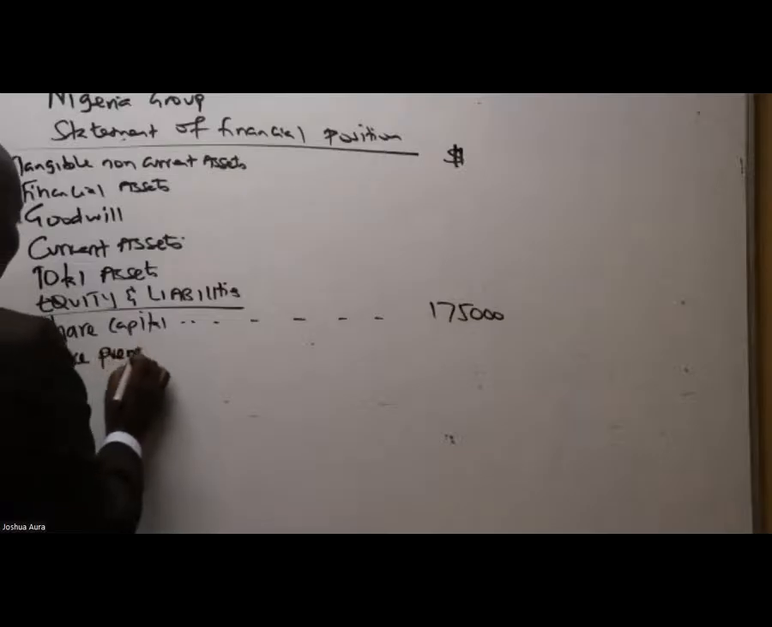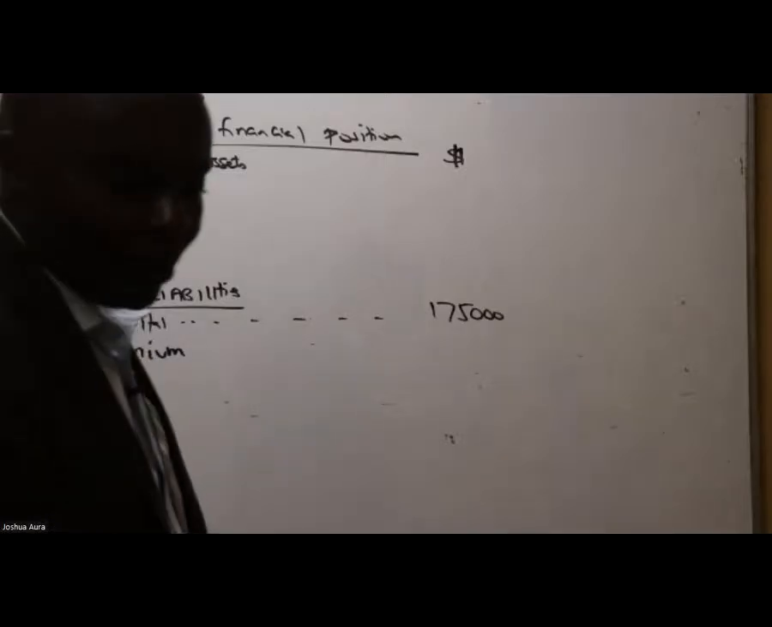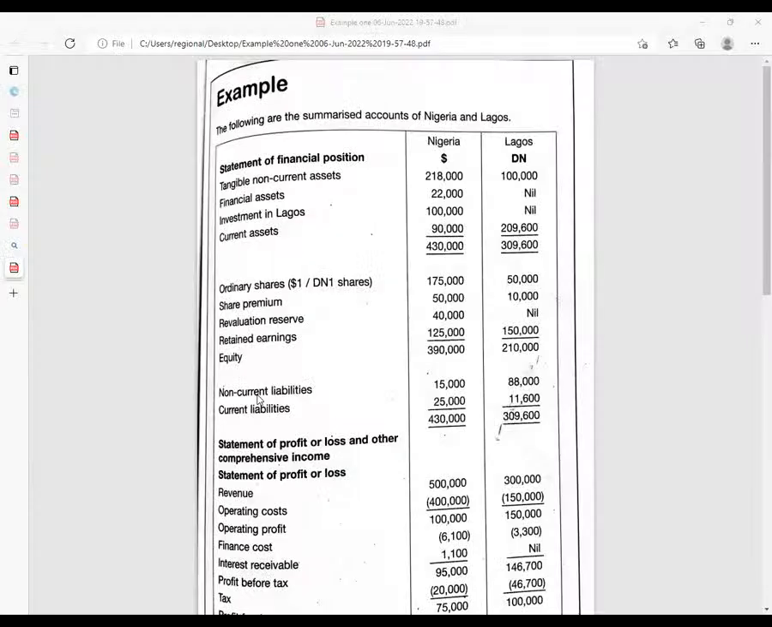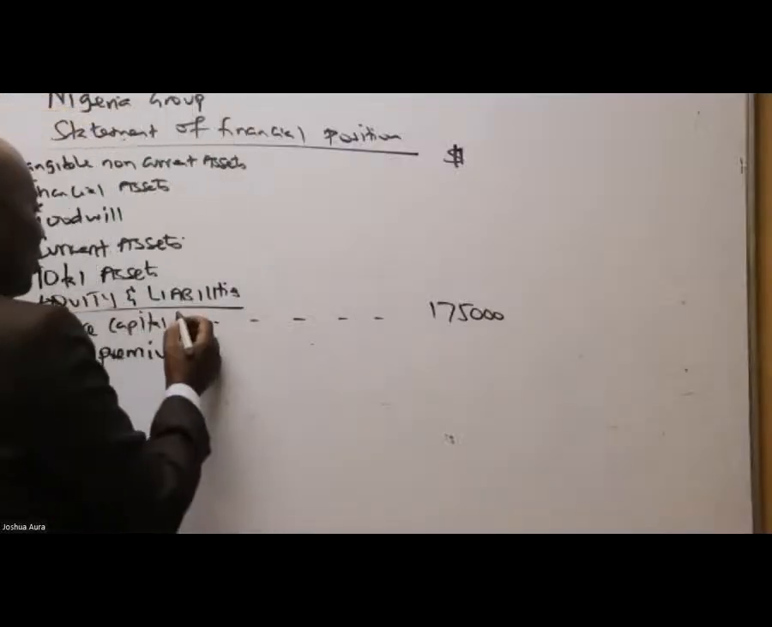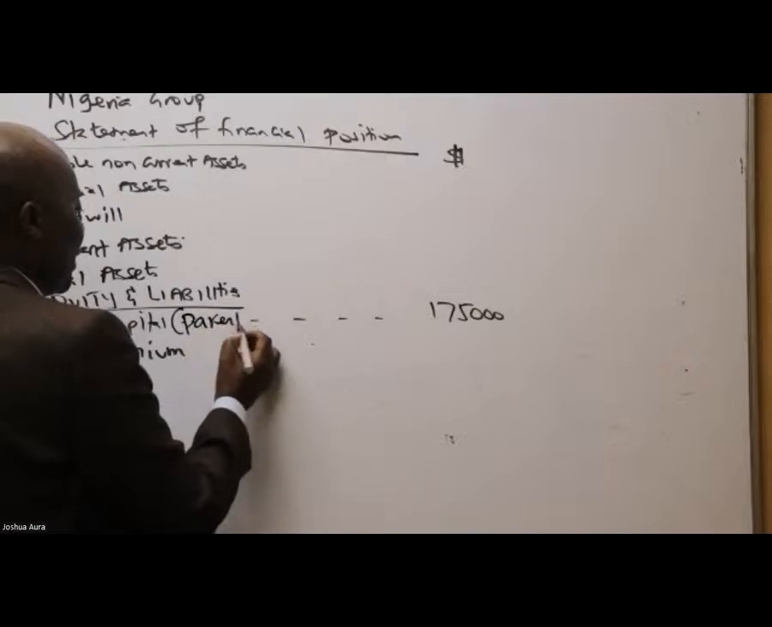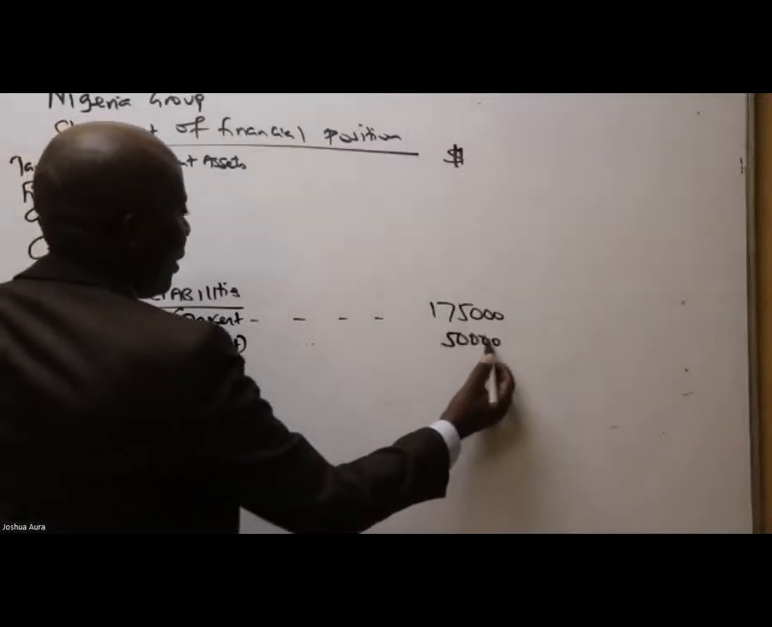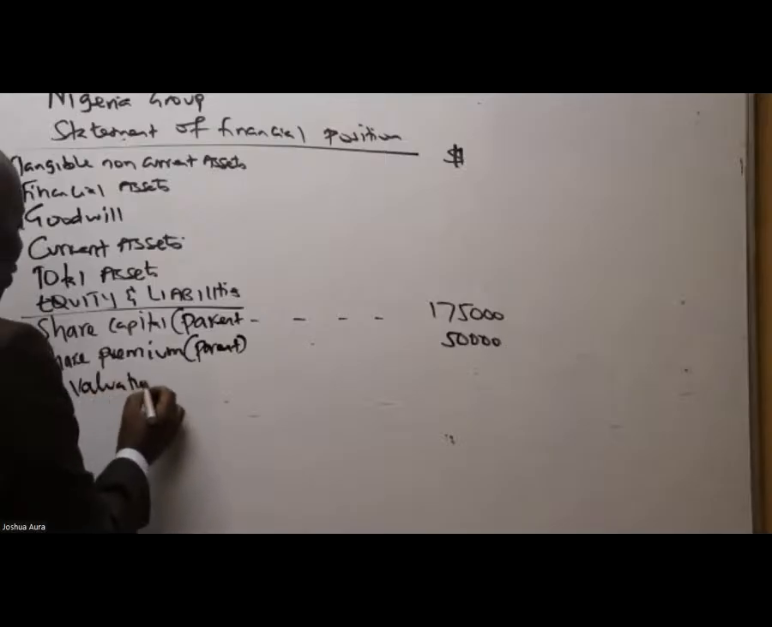The same case here with share premium, free marks really. So for share premium, you pick the one of the parent. These are the free marks I'm talking about. Share premium, 50,000. I'll pick it the way it is. The parent only. If I were you, I would have written here parent. Free marks really, 50,000. Now, revaluation reserve.